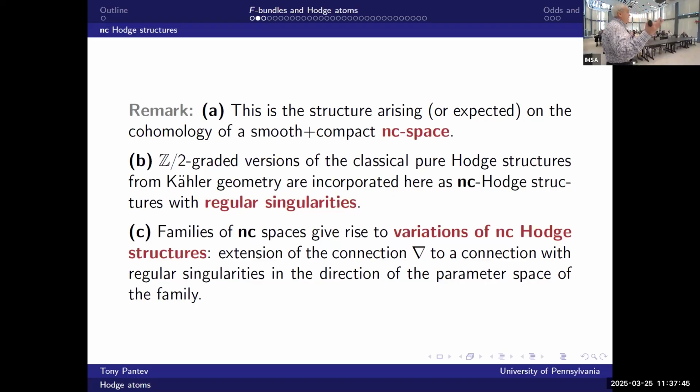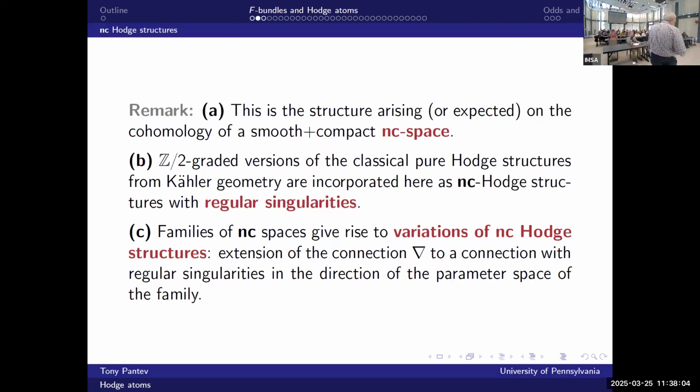And then you get variations. So if you have families of categories or families of non-commutative spaces, then you get variations of non-commutative core structures. And that's encoded in extending the connection nabla to a connection with regular singularities in the variation parameters.